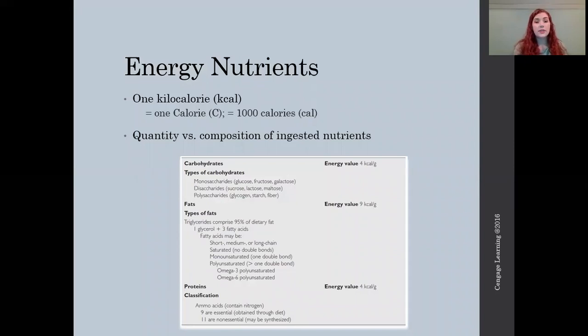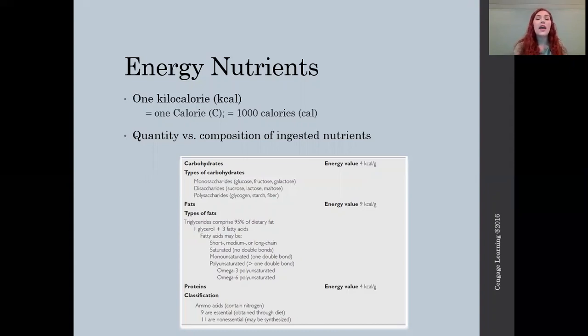Carbohydrates, proteins, and lipids make up the energy intake portion of the energy balance equation. And as we can see on this chart below, each type of nutrient contributes a different energy value to the energy balance. So carbs and protein each contribute 4 kcal per gram, and fats contribute 9 kcal per gram. And overall, 1 kilocalorie is equal to 1,000 calories.